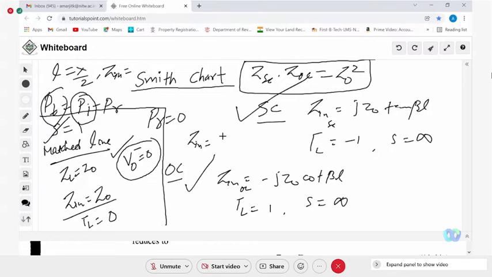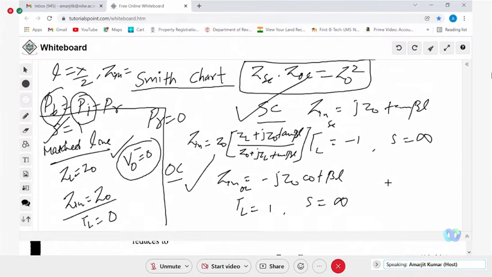Zin is equal to Z0 into ZL plus j Z0 tan beta L divided by Z0 plus j ZL tan beta L. So what will be beta into L for lambda by 2 line? 2 pi by lambda into lambda by 2, that is pi. What will be tan 180 degree? 0. So basically Zin will be equal to ZL.